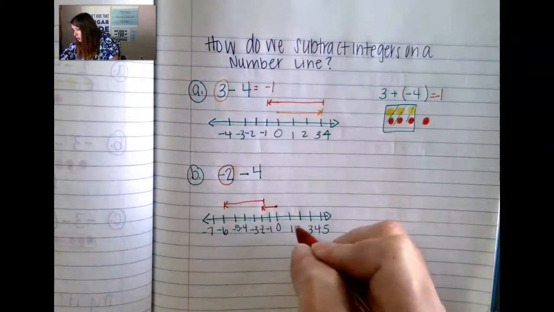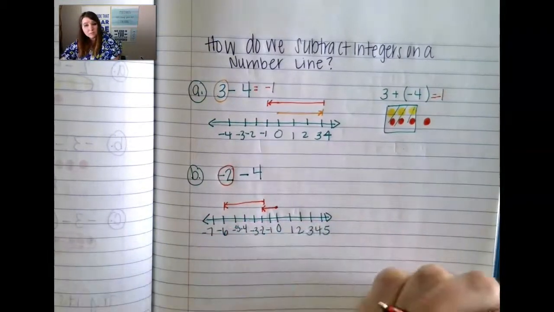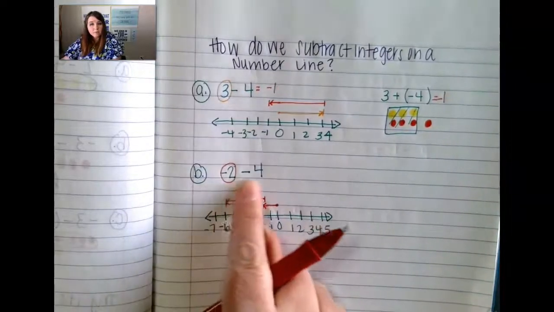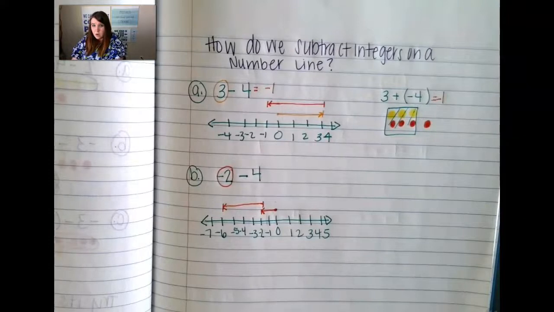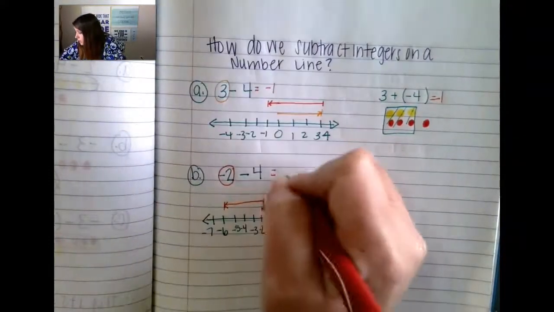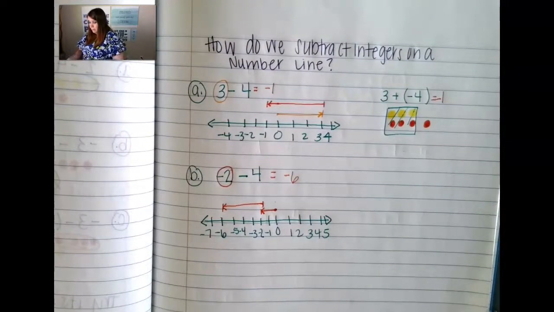So I've jumped 1, 2, 3, 4, 5, 6 places from 0 when I've solved this problem. Now, this one, the answer is negative 6. Let's look at this as a chip problem.